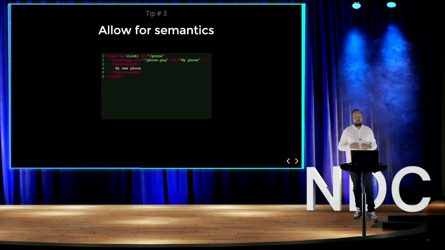Think of your favorite routing library's link component, like React Router's link. We can make our card into a link card in a few characters of code. But how can we implement this?